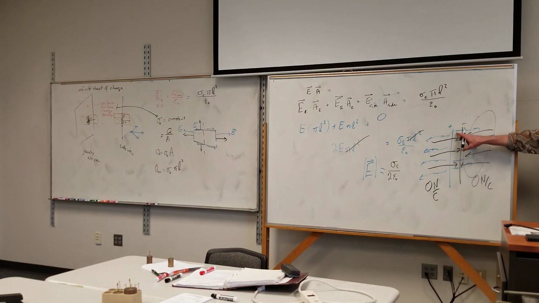The electric fields are going in the same direction. They're not going to cancel out like they did here and here. In the middle, they're going in the same direction. So what would the electric field be?